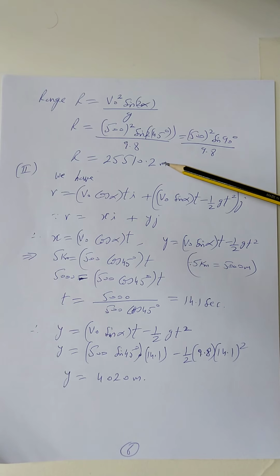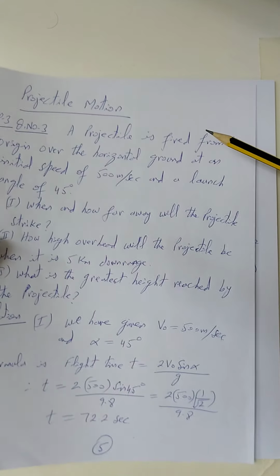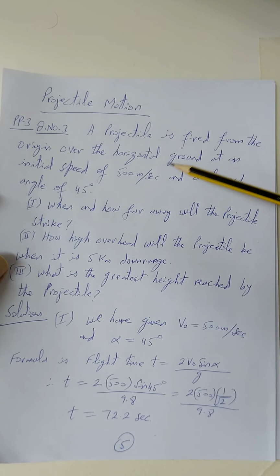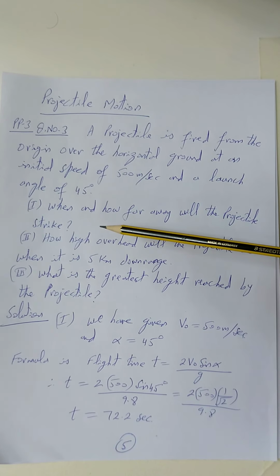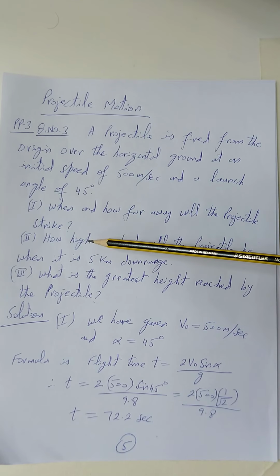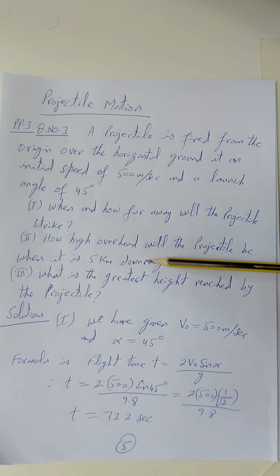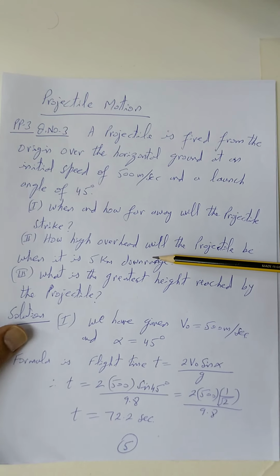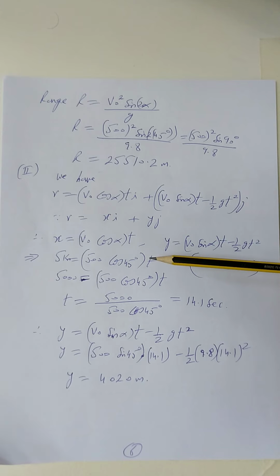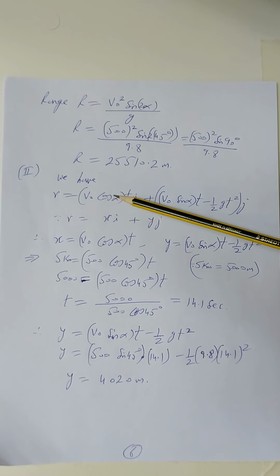Now, going again to the question, what is the second part? The second part is: how high overhead will the projectile be when it is 5 kilometers downrange? How high overhead will the projectile be when it is 5 kilometers downrange? Okay, now if you see this question, we have another formula.